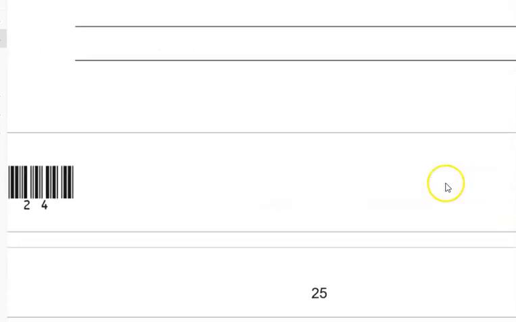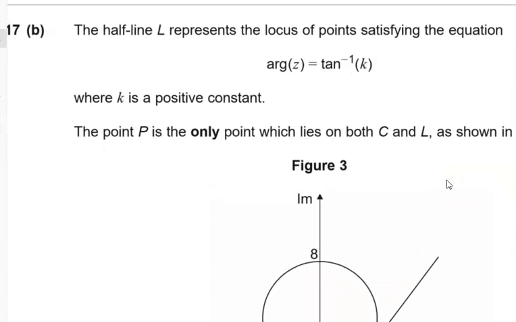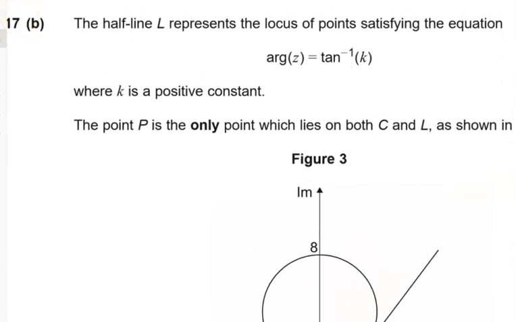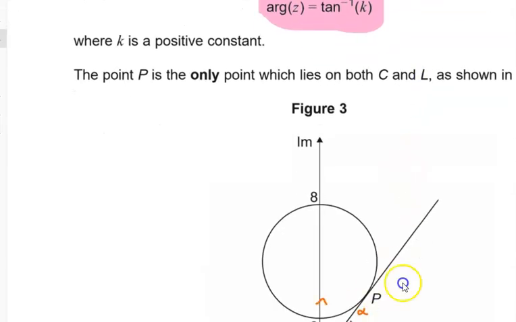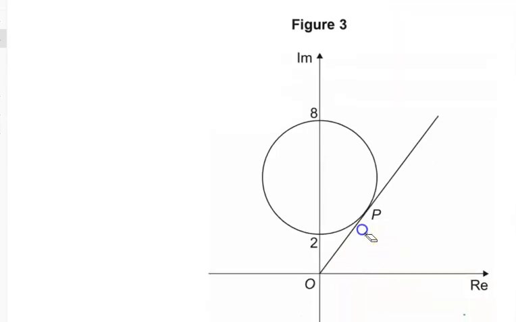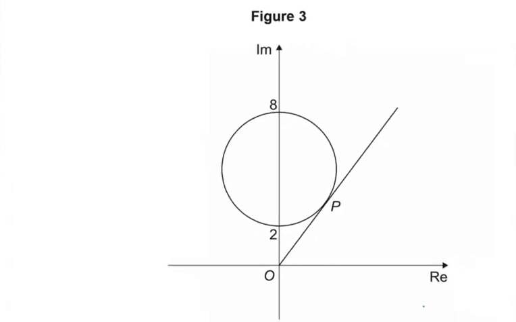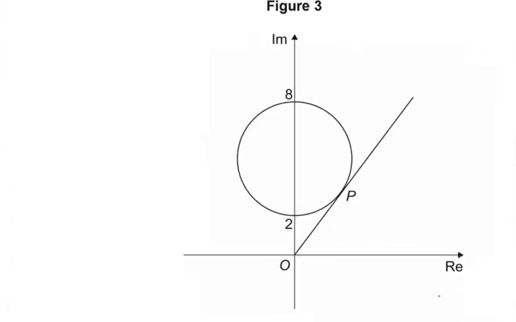Okay, so moving on to the next bit, we've got a and b. Now this bit looks horrible, and I think this is what put a lot of you off. It's this bit here, isn't it? arg z equals the inverse tan of k. Now, what on earth does that mean? Well, this half line here is the line of all the points where the argument, or the angle there, is the argument of z.